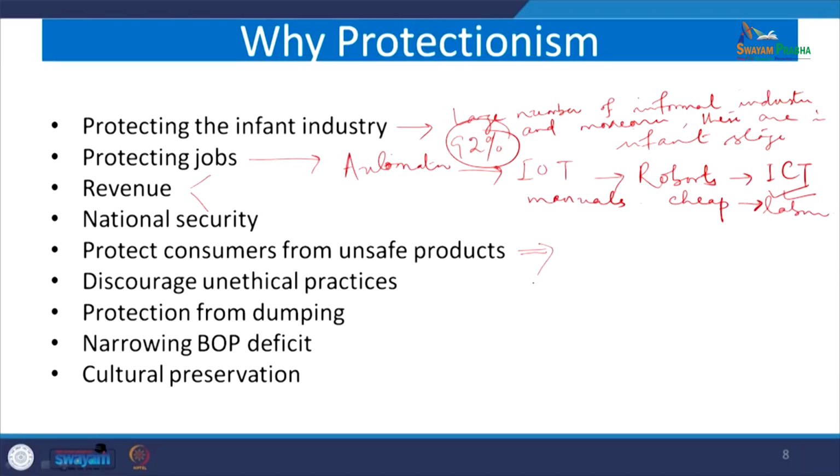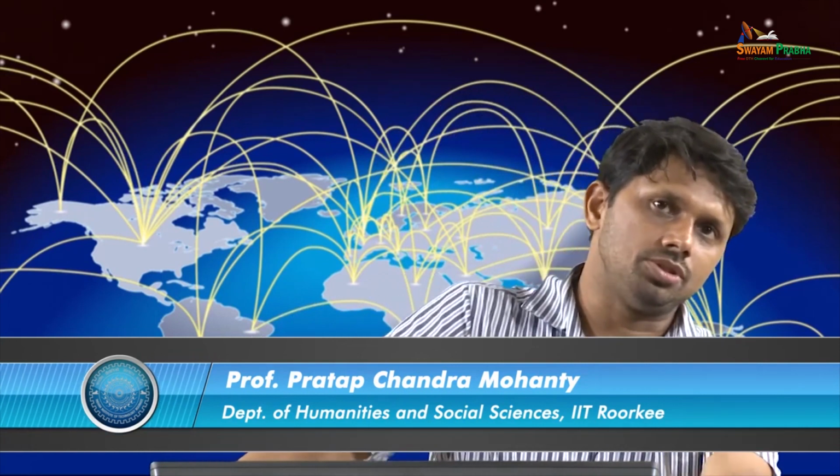Now, what about protecting consumers from unsafe products? Often it has been argued that Chinese products are massively flooding the Indian market, and in common discussion it is said that it is better to avoid Chinese products, especially in the Indian context. They are cheap in price, and largely dumped. And the question arises about quality, how safe it is for the consumer to consume.